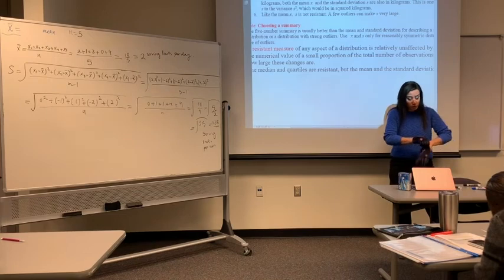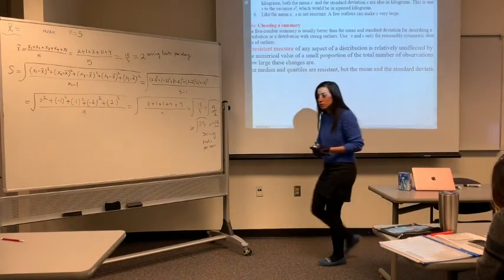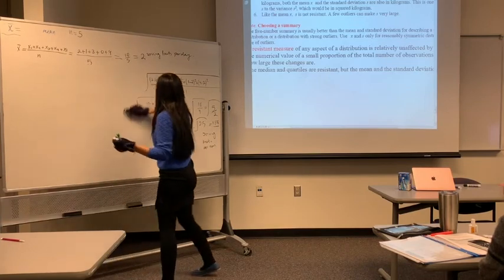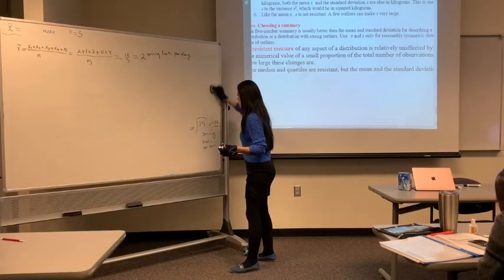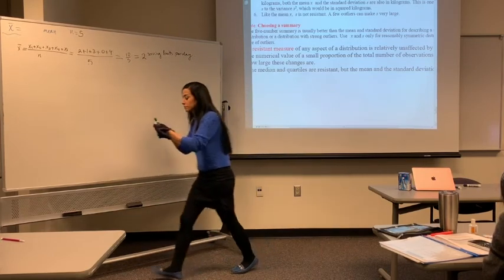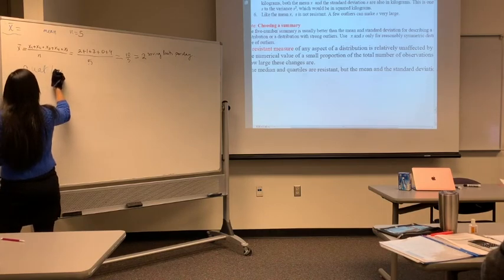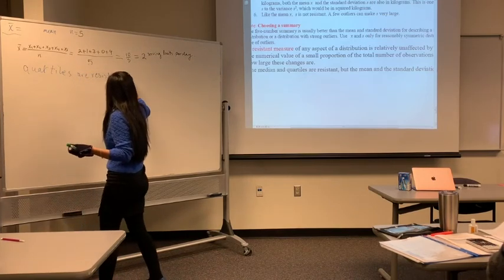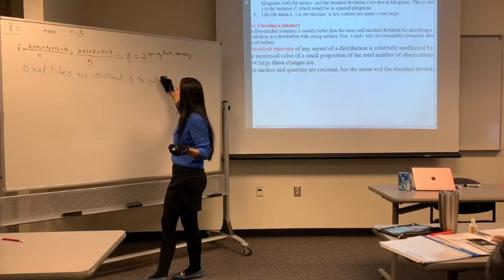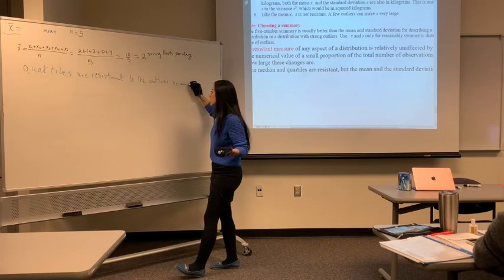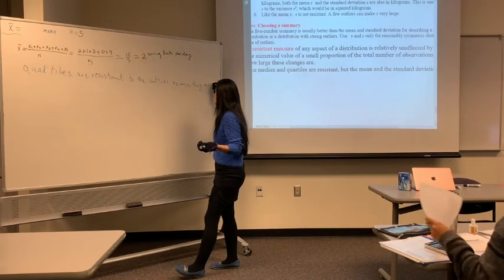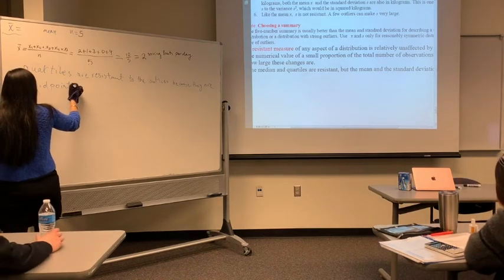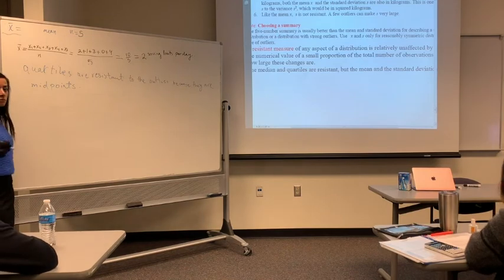So I'm going to write this down. Quartiles are resistant to the outlier because they are acting like the median, correct? They are midpoints, correct?